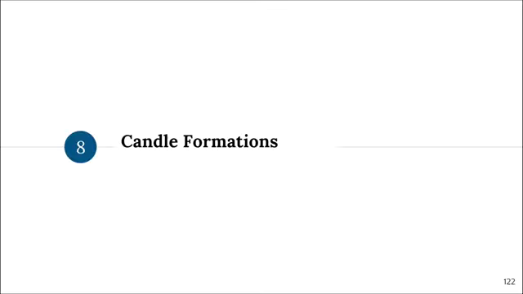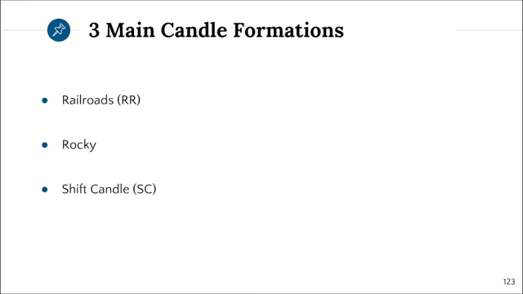Chapter 8, Candle Formations. In this chapter, I'm going to explain the 3 different types of candle formations that we use to identify trades and also identify potential reversal areas in the market. The 3 main candle formations are railroads, which sometimes I'll label as just 2 capital letter R's, as you can see right here. Rockies, which are 3 or more candles. We're going to go into examples of that soon. And shift candles, which I might label as SC.